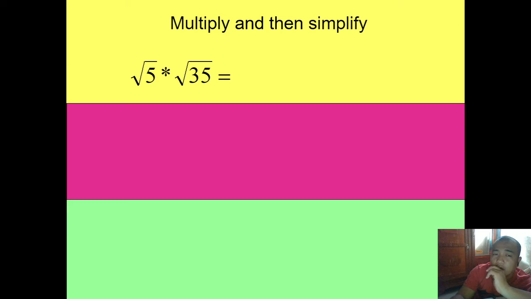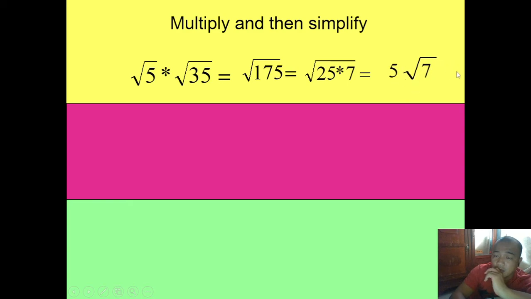Example, square root of 45 times square root of 35. Since they have the same index, we'll just multiply the radicands. 5 times 35 is square root of 175. But 175 can be factored. 25 times 7. The answer is 5 square root of 7.